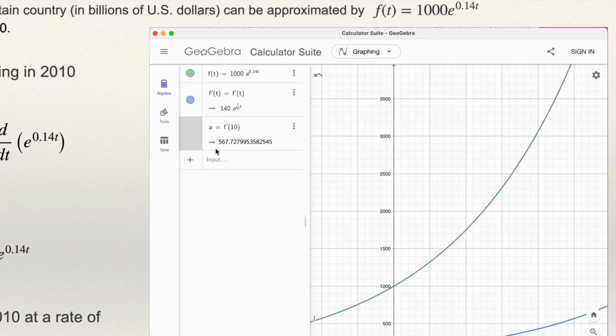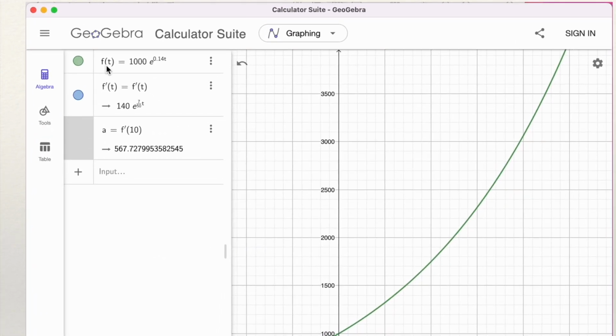Using GeoGebra, what I need to do is just define the function f of t. In the input part of the calculator suite of GeoGebra, just type f of t, so define the function f of t, 1000 multiplied by e to the power 0.14t. After you have this, just compute f prime of t, so the derivative of f. There is another way: you can type derivative with capital D of f. Anyway, you can type the shorter f prime of t and press enter. GeoGebra gives you the value of the derivative.